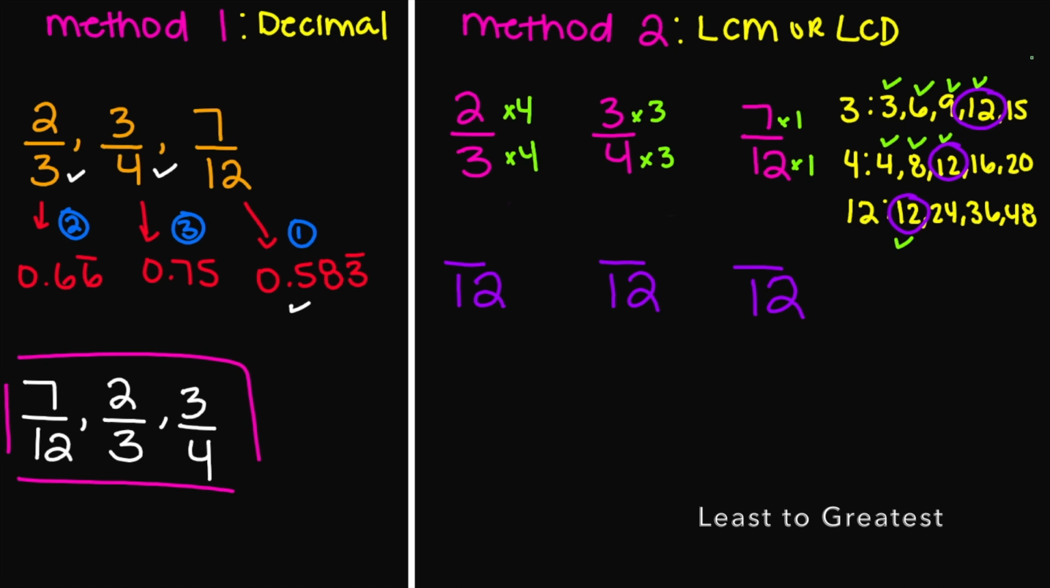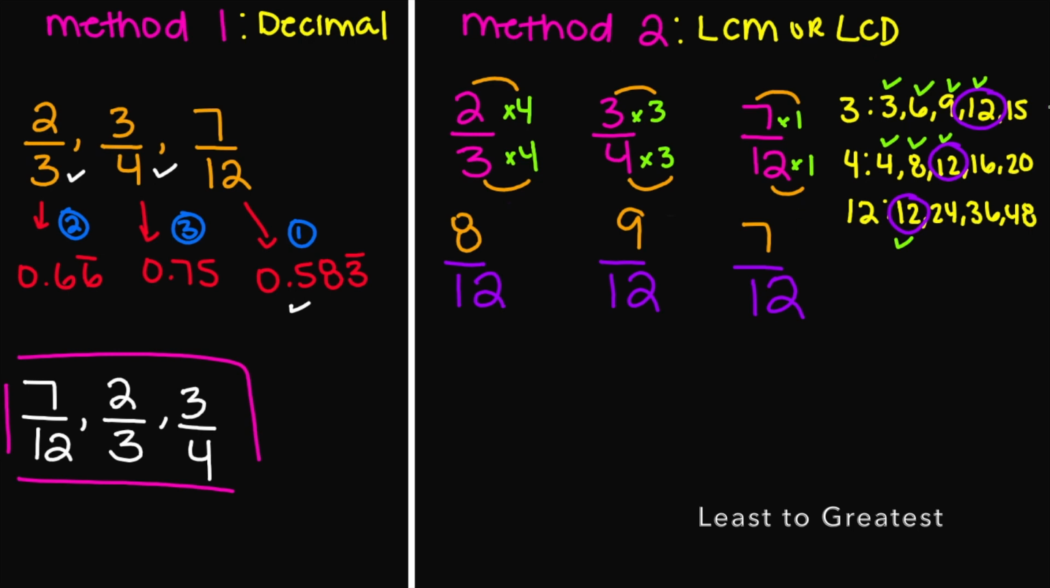Now we're going to multiply. So 2 times 4 is 8. 3 times 4 is 12. We already have that in my denominator. 3 times 3 is 9. 4 times 3 is 12. 7 times 1 is 7. And then 12 times 1.